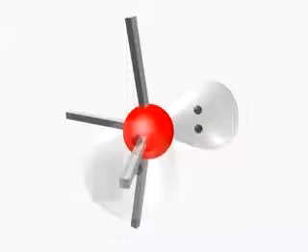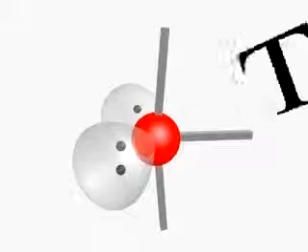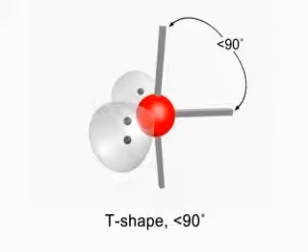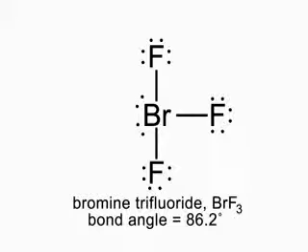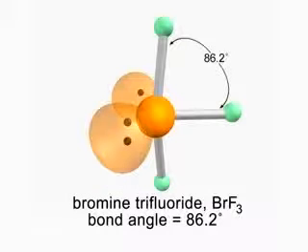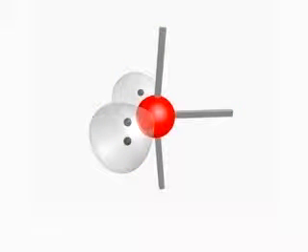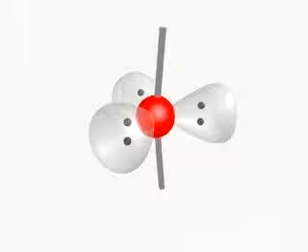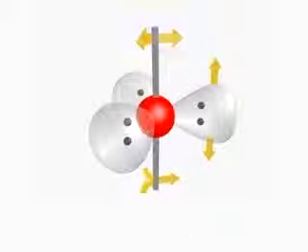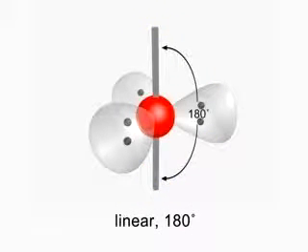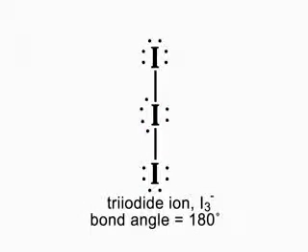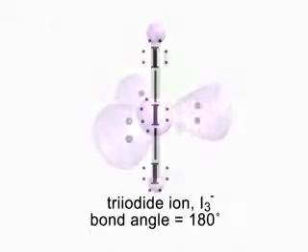With two lone pairs, the object is T-shaped, and the two remaining angles are less than the ideal 90 degrees. Bromine trifluoride is a T-shaped molecule. The final shape in the trigonal bipyramidal arrangement occurs when a third equatorial lone pair repels the axial groups to 180 degrees. The object has a linear shape, as in the case of the triiodide ion.